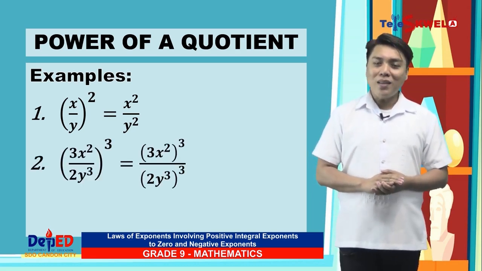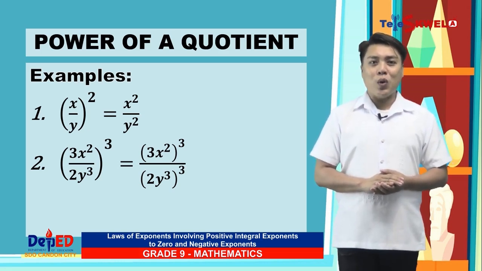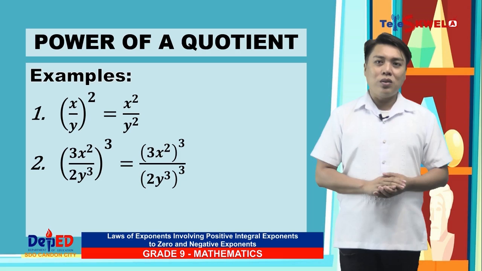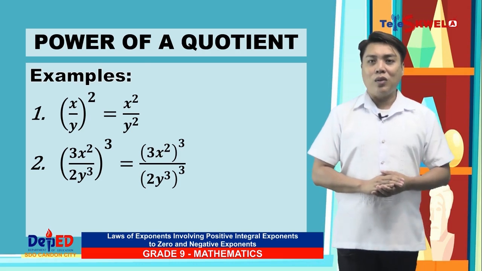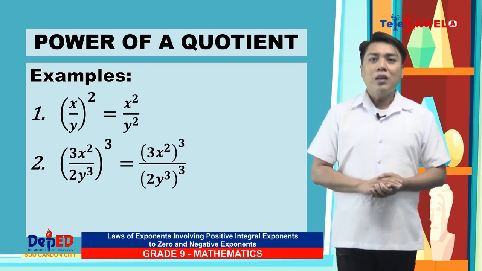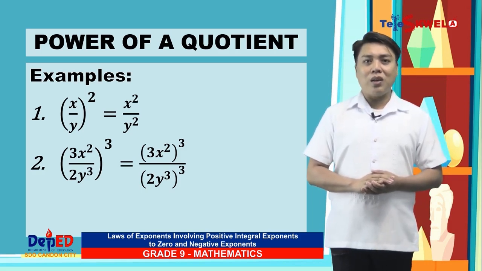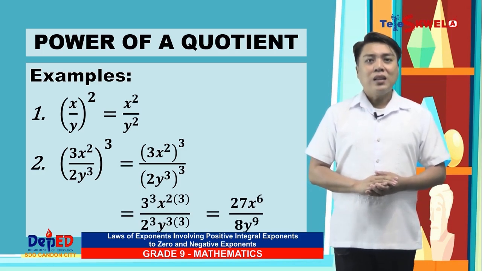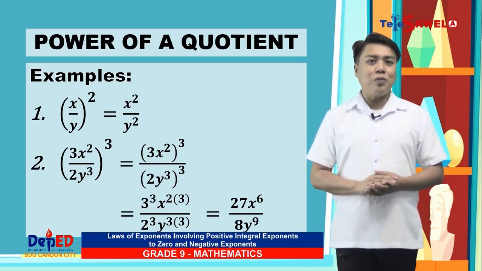Number 2, the quantity 3x raised to the second power all over 2y raised to the third power, raised to the third power, is equal to the quantity 3x raised to the second power raised to the third power all over the quantity 2y raised to the third power raised to the third power. Then we have 3 raised to the third power x raised to 2 times 3 all over 2 raised to the third power y raised to 3 times 3.